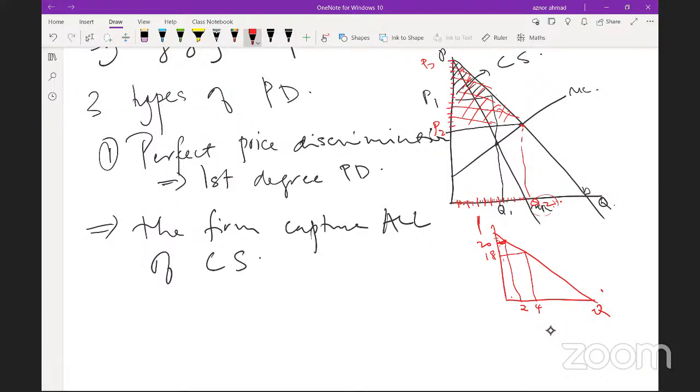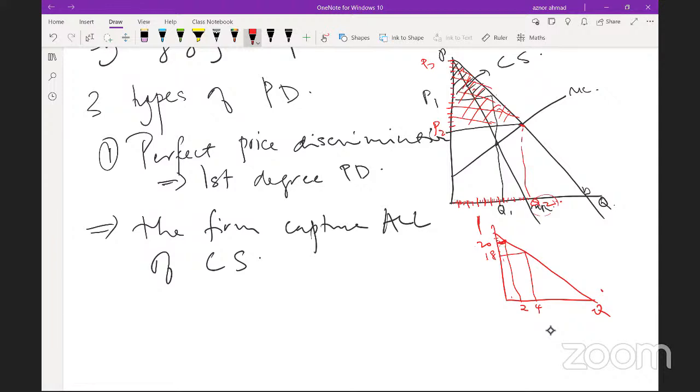So this perfect price discrimination, like I mentioned, is only possible theoretically. The reason why is that we don't know how the firm can really know about the willingness to pay of the consumers. Okay, that's it.